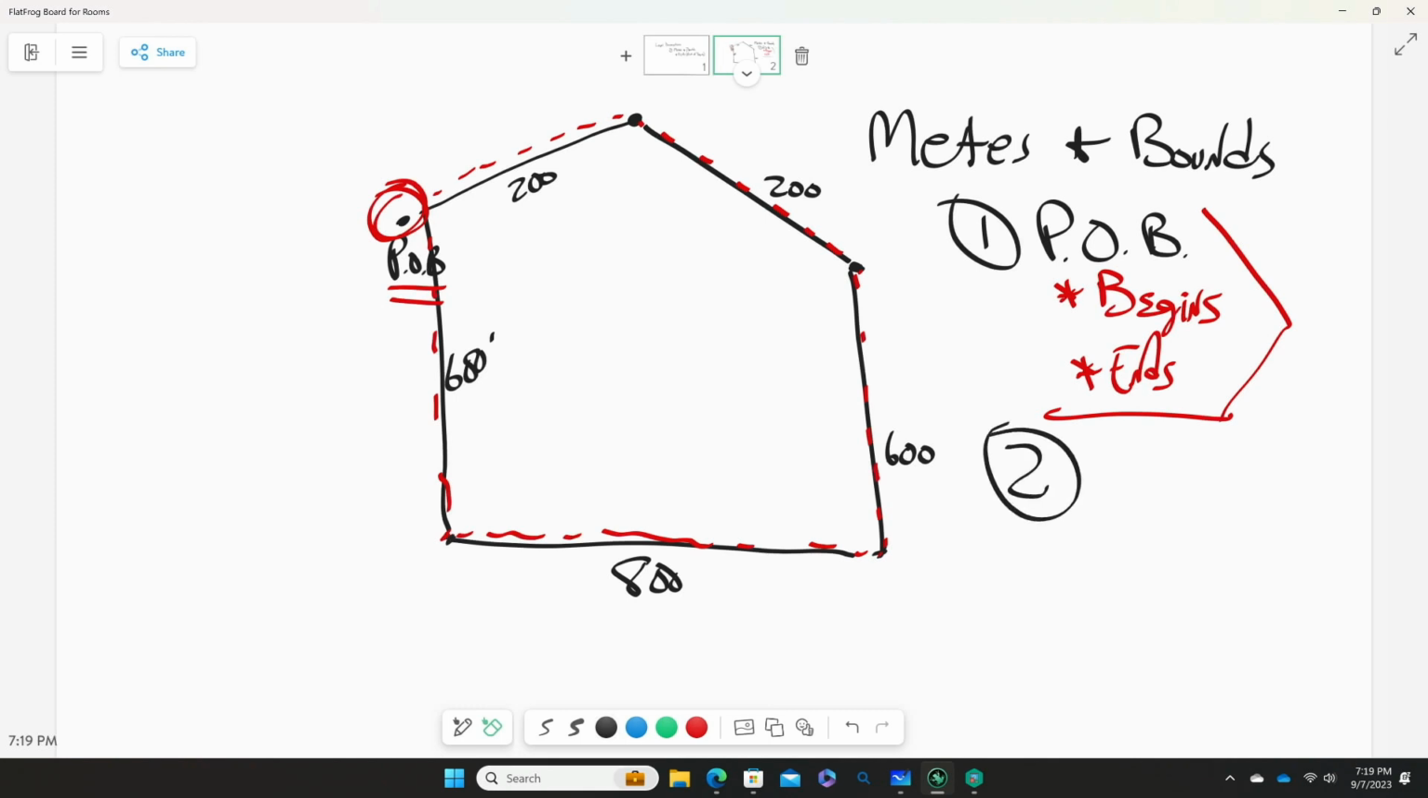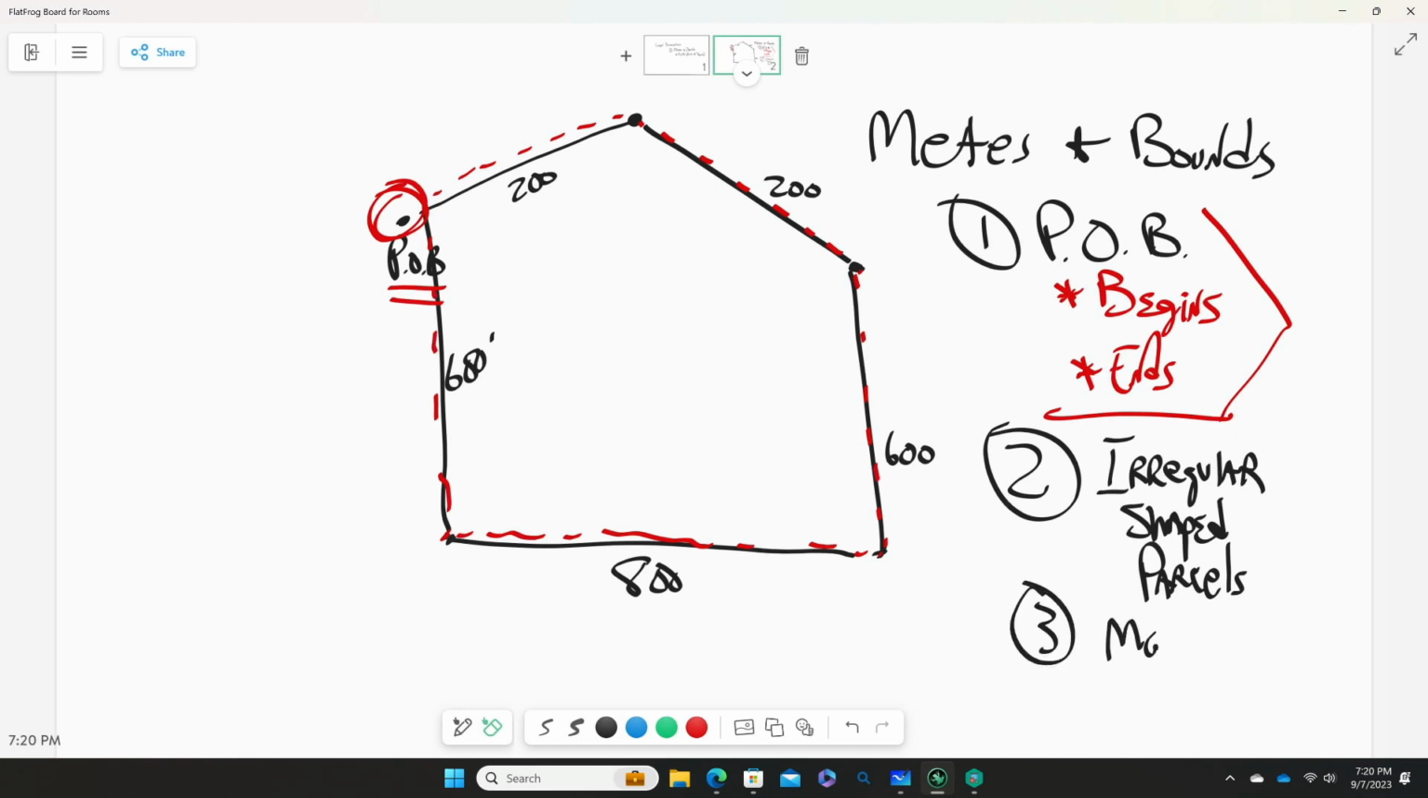Number 2, it's ideal for irregular shaped parcels of property. Okay, so number 2, ideal for irregular shaped parcels of property. Number 3, it uses monuments. Let's see, monuments. That would be considered a monument, okay? Right there. Those are markers.